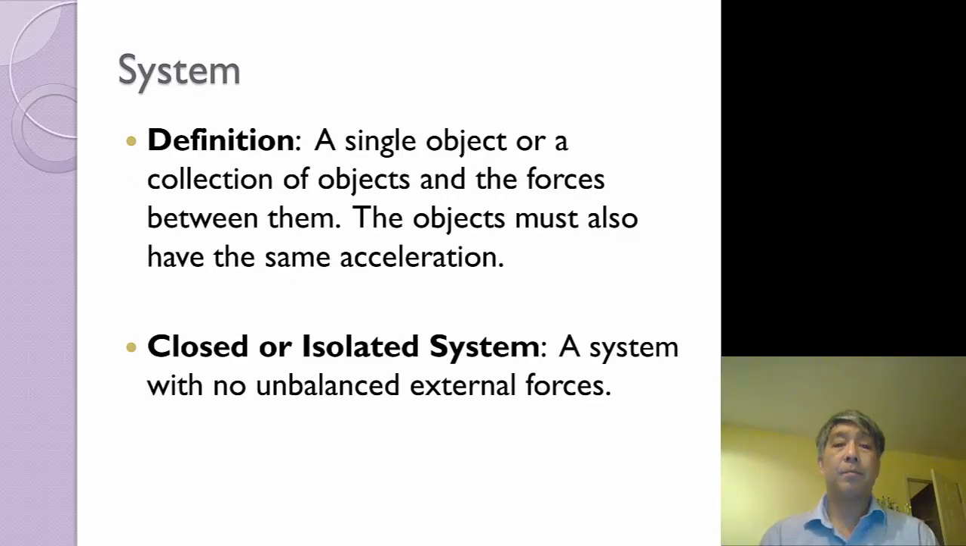Okay. First off, the definition of a system is a single object, or more specifically, a collection of objects and the forces between them. The objects must be connected in some way so that they all have the same acceleration. If they don't have the same acceleration, then I can't really treat them as a system. The objects are going in different directions or moving independently of each other. If they're independent of each other, then it's not a system.